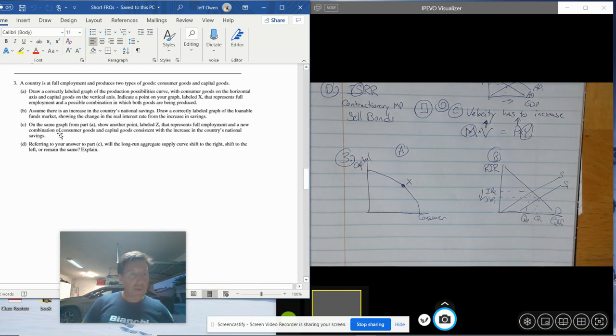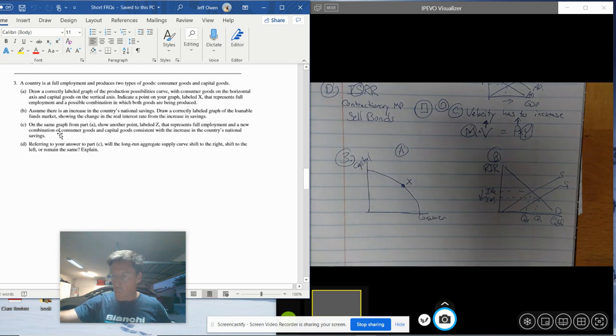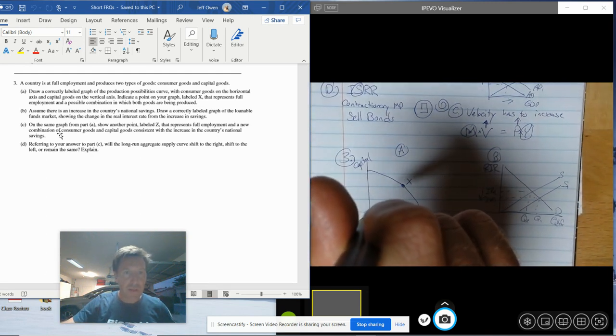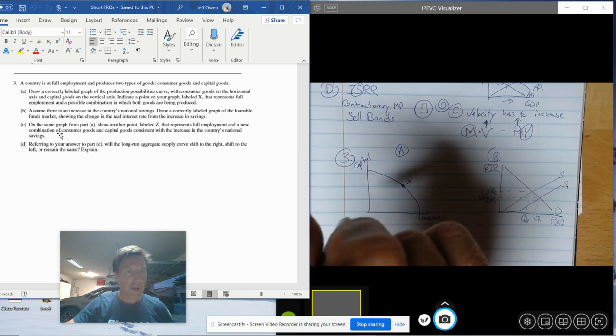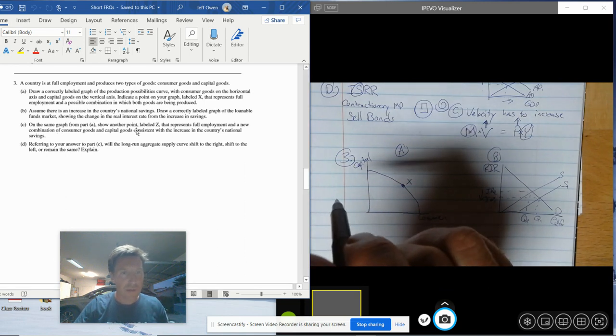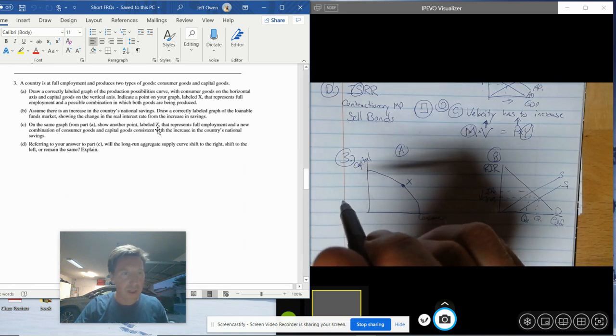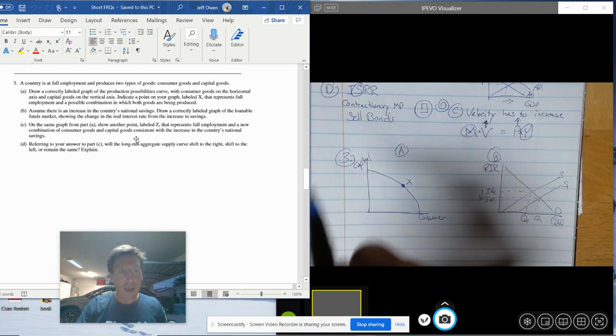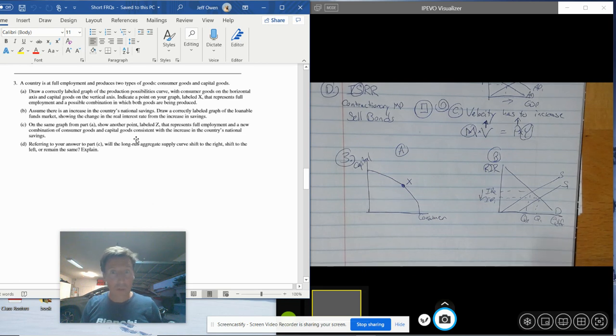On the same graph in part A, show a point labeled Z that represents full employment and a new combination of consumer goods and capital goods consistent with the increase in a country's national savings. What the deuce? All right, why would we do that? That's a really cool question.